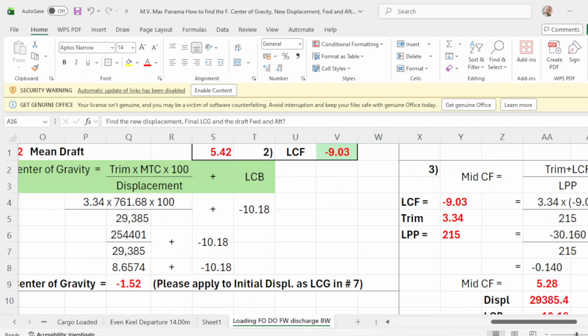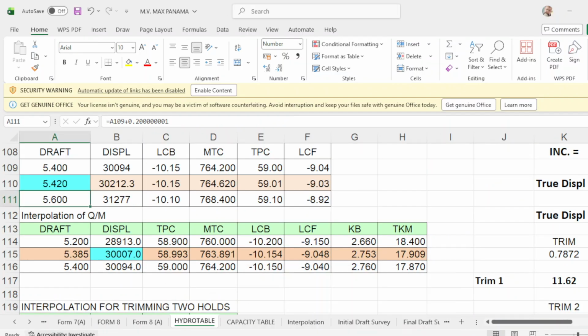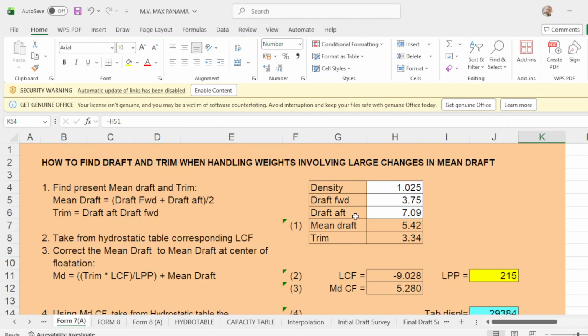By the way, guys, we'll synchronize this with the program. So here, this is form number 7A: how to find draft and trim when handling weights involving large changes in mean draft. Okay, so we'll just use this first, then we'll go to another program. Let's start with form number 7. So your density is 1.025 and your forward draft is 3.75, aft draft is 7.09.